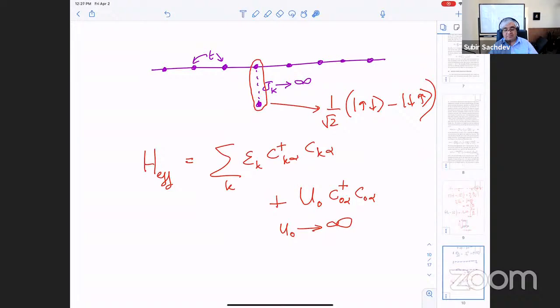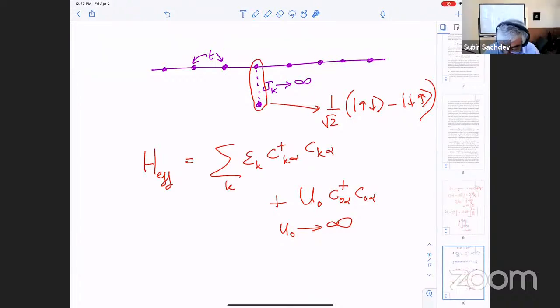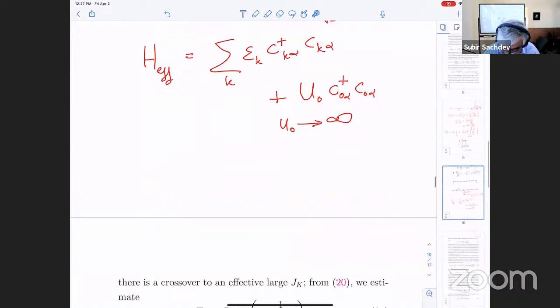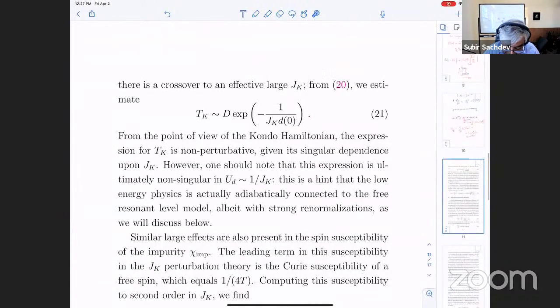In the limit JK goes to infinity. I see. Yeah. Thank you very much. Okay. All right. So that's the RG and the strong coupling limit, and it gives a very intuitive and appealing picture of what's going on.